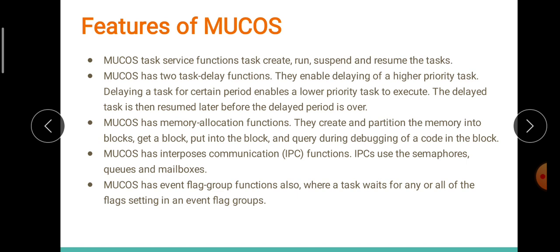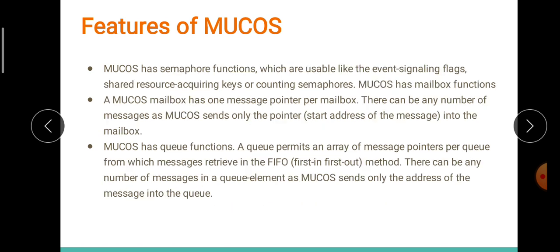And MUCOS also has mailbox functions. So all these help MUCOS in executing the IPC functions in a great manner. And the MUCOS mailbox has one message pointer per mailbox, and there can be a number of messages, as MUCOS sends only the pointer, which is the starting address of the message, into the mailbox. So that's how the MUCOS mailboxes work.